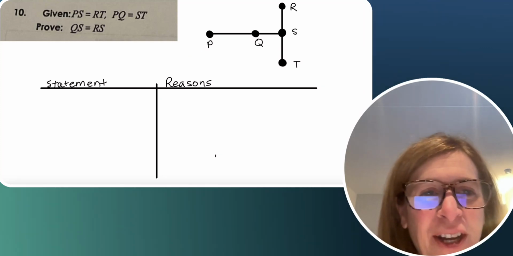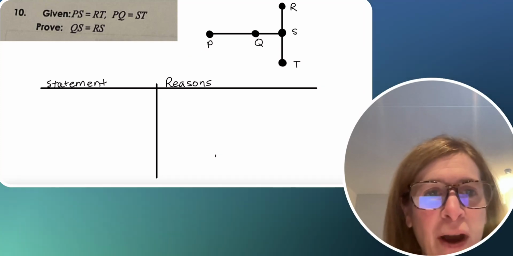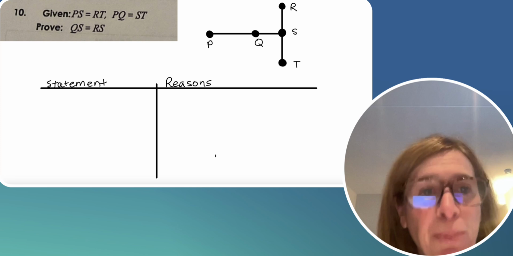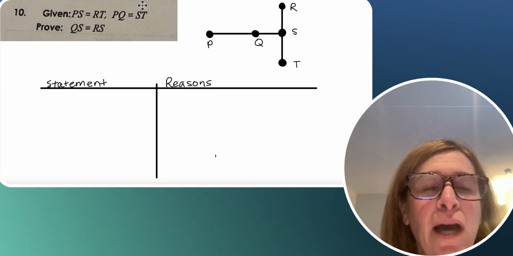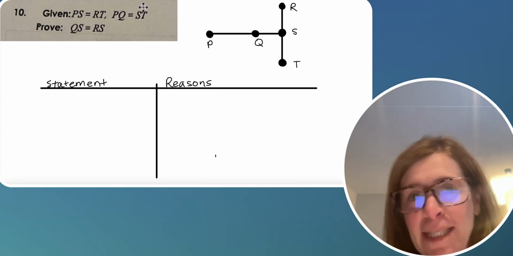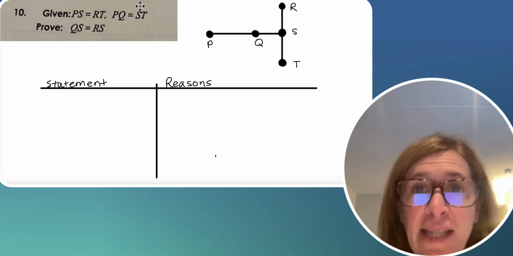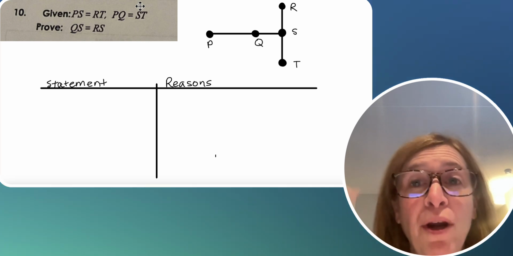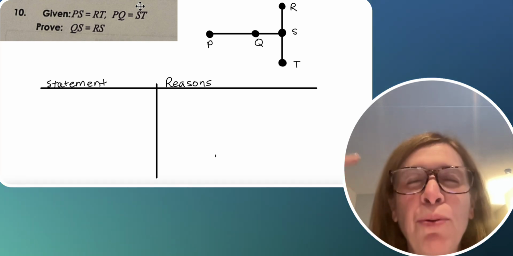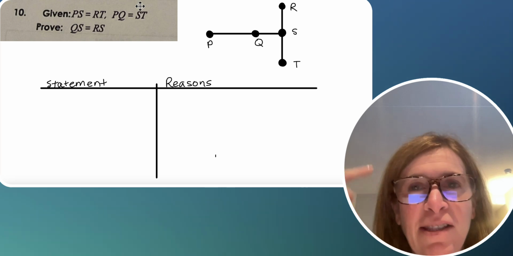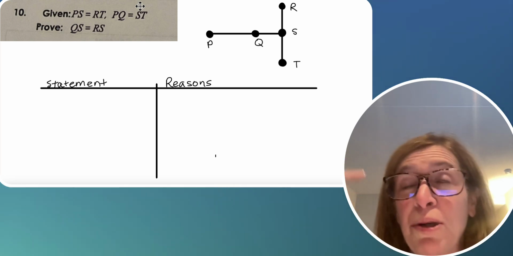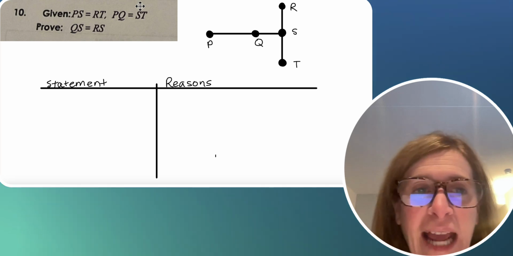Hi everyone, it's Coach Red here, and I'm doing a video for geometry on a proof where I'm trying to prove segments are congruent. Oftentimes when you're trying to prove segments are congruent, I want you to think in the back of your mind, as long as it's not midpoint, you're probably going to have to use the segment addition postulate, or the angle addition postulate if you're dealing with angles.